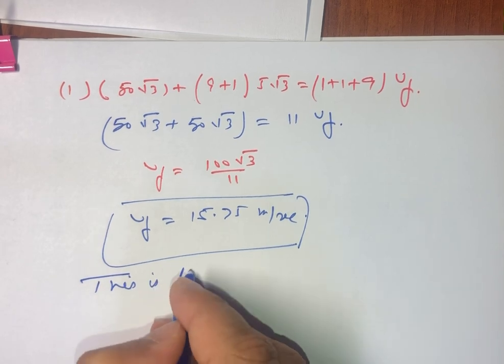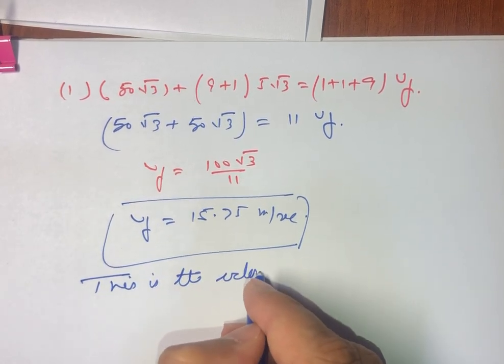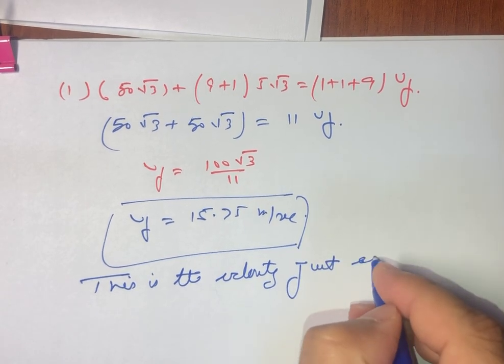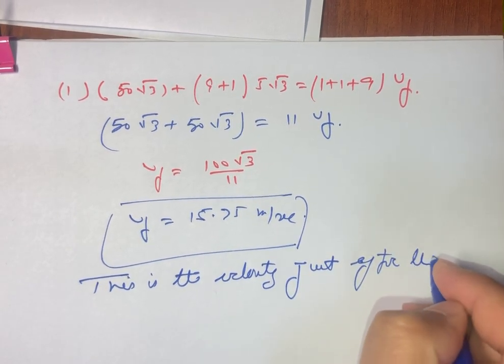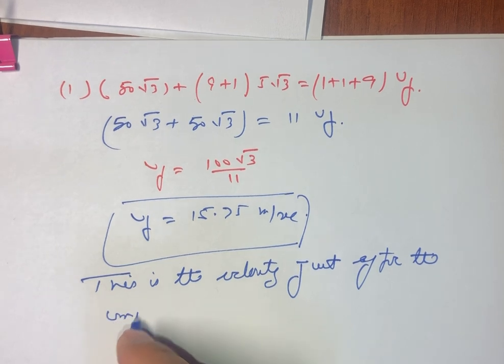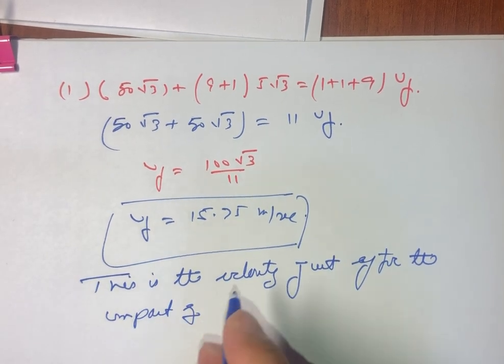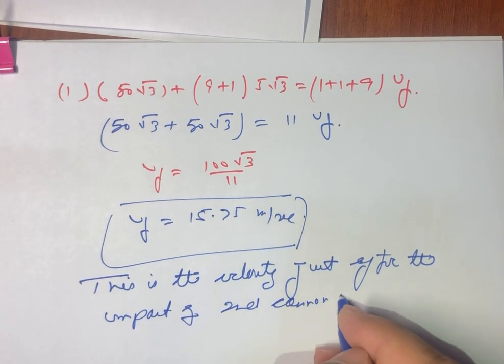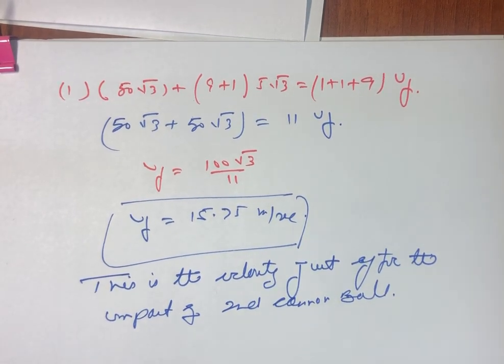This is the velocity just after the impact of the second cannonball.